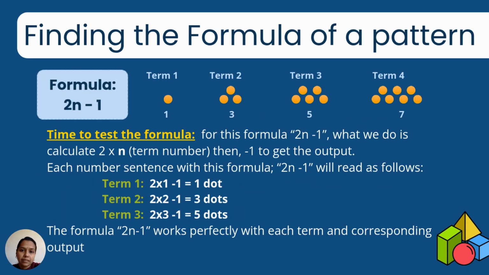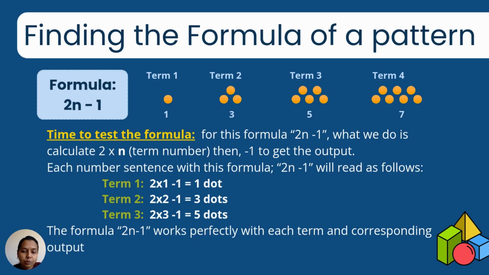So the formula again shows you the 2n minus 1. We have the pattern for you so you can understand it better. It's time to test the formula. So the formula 2n minus 1 should work for this pattern, and we are going to test it for each term. So if you look at term number 1, wherever you find your variable, you're going to put in the term number. So term number 1 shows us 2 times 1 minus 1 would give us 1 dot. So 2 times 1 gives us 2, minus 1 gives us 1.